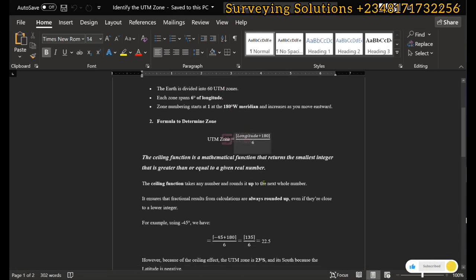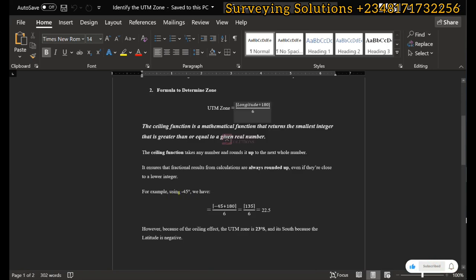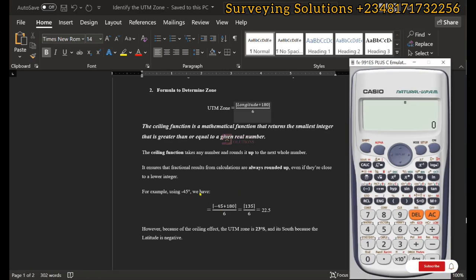So we now use this example where we have minus 45 degrees as the longitude of a point. We have minus 45 plus 180, using the formula, because the formula says the longitude plus 180, then divided by 6. So we have 22.5. As we have told you, this 22.5 is taken as 23, not because the decimal is equal to or greater than 0.5. If this value were 22.1, we would still have our UTM zone to be 23. Because of the ceiling effect, the UTM zone is 23 south.